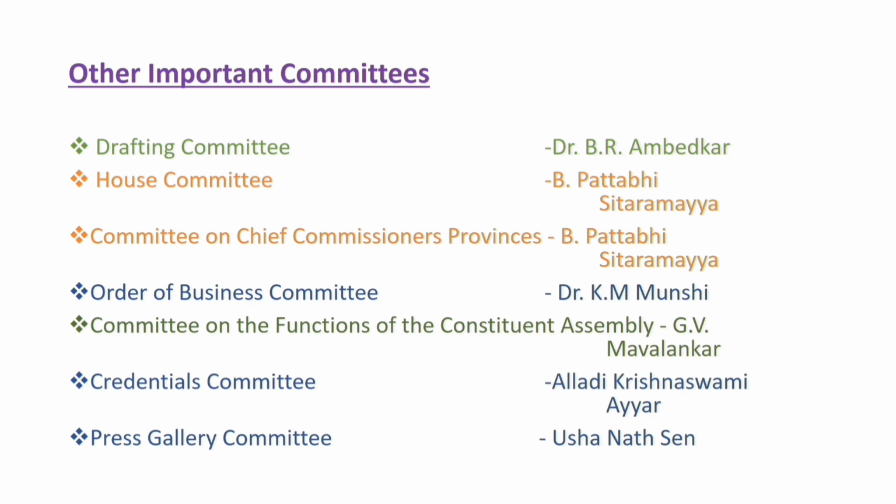Next is House Committee. Its chairman was B. Pattabi Sitaramayya. So, he was also the chairman of Committee on Chief Commissioners Provinces. So friends, B. Pattabi Sitaramayya was the chairman of both House Committee and Committee on Chief Commissioners Province. Another important committee was Order of Business Committee. Dr. K. Munshi was the chairman of Order of Business Committee. Then we can see Committee on the Functions of Constituent Assembly, and its chairman was G.V. Mavalankar. Alladi Krishnaswamy Iyer was the chairman of Credential Committee, and Press Gallery Committee was chaired by Usha Nath Sen.